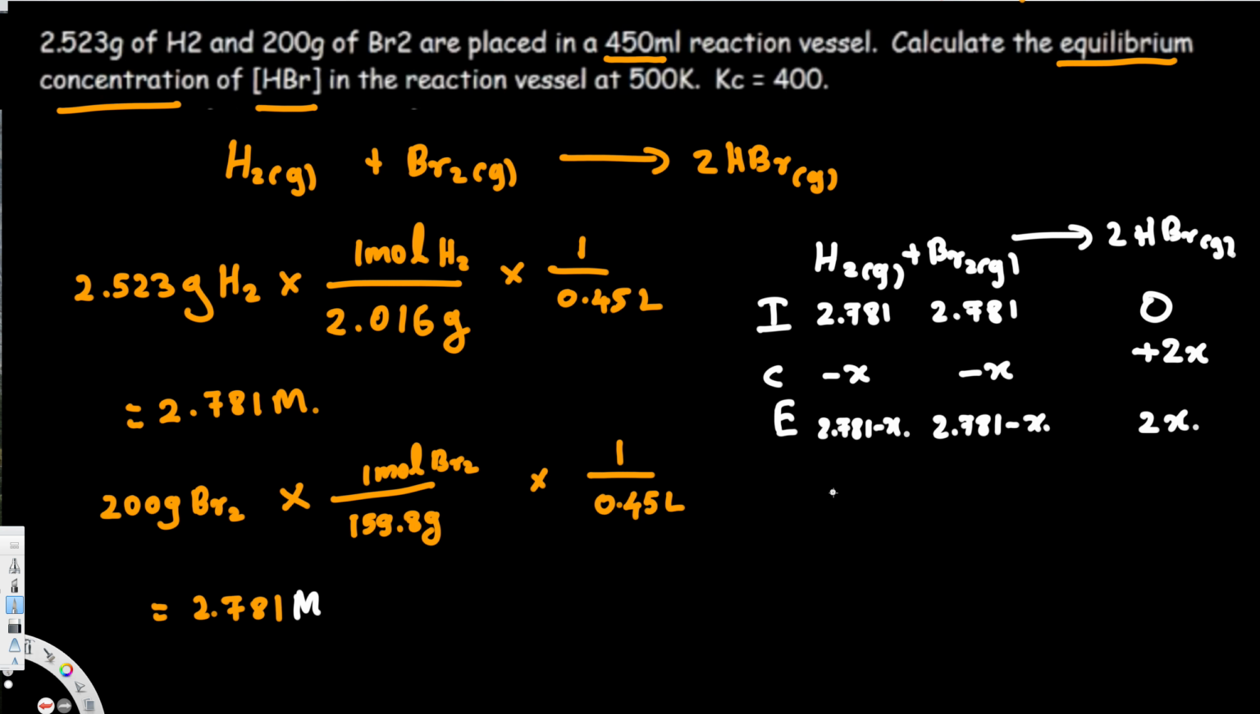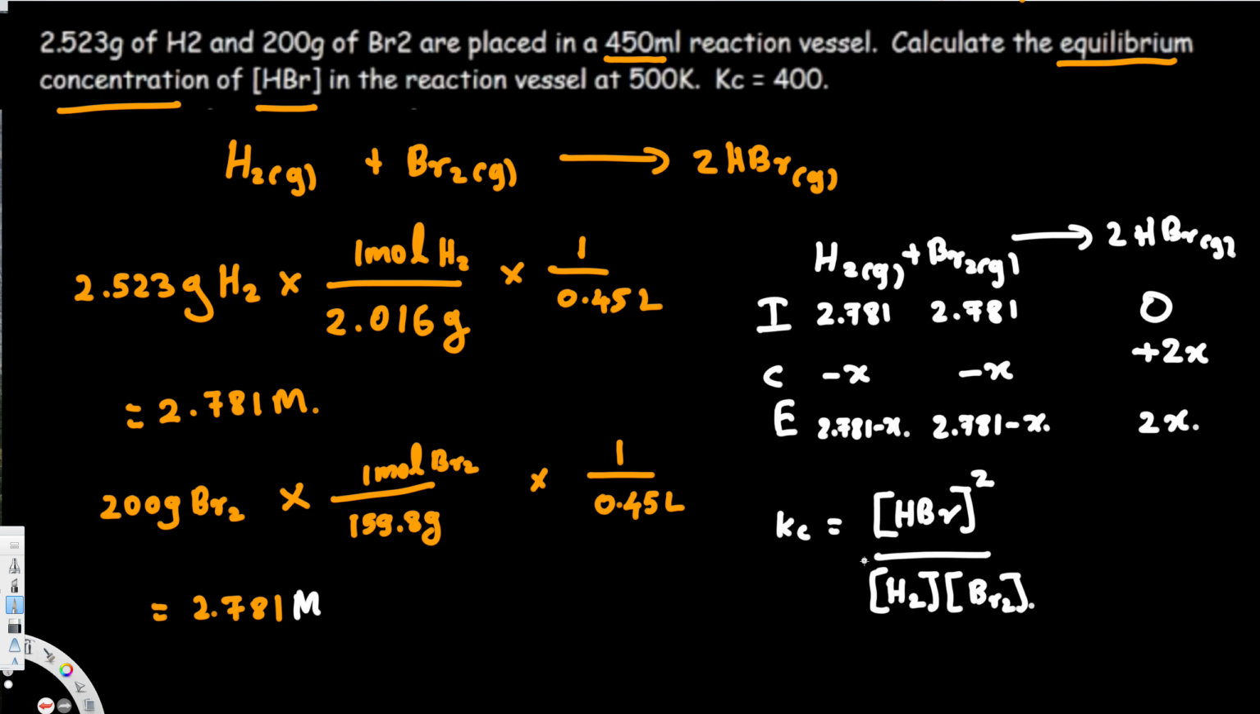Now let's create our Kc equation. Kc is product over reactants. The product is HBr, so HBr is going to be on top, and whatever coefficient we have in front of it, that's going to be the power. Here we have 2 in front of this one, so we have to put a square right here. And for the H2 and Br2, we don't have any coefficient, so we can just leave it as it is. It's actually 1, so we don't have to put it. So this is going to be the H2 concentration and the Br2 concentration. Now we have the equation for Kc.